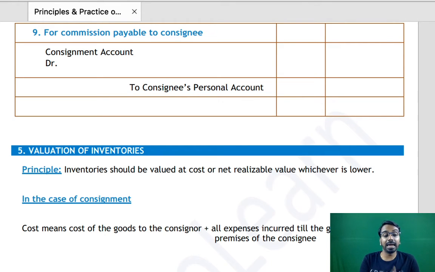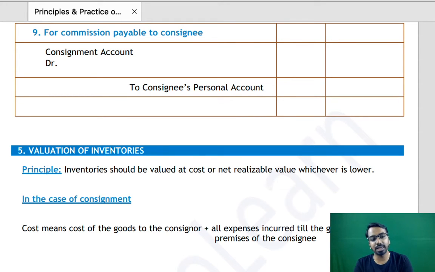But never ever include any expense which is incurred after the goods have reached the consignee's godown. For example, rent related to godown, charges related to delivery of goods to the customers, then damages happening after the goods have reached the godown. All these things, cost of these things are not included as a part of valuation of inventory. It is only cost of purchase plus all the expenses which are incurred till the time the goods reach the premises of the consignee.